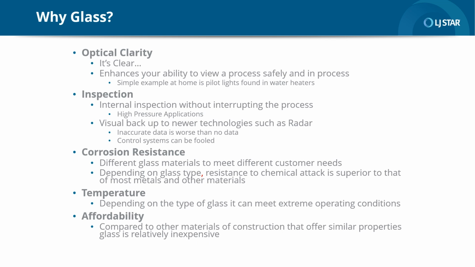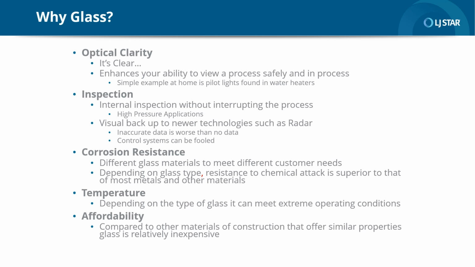With regards to corrosion resistance, we have all kinds of different glass materials that we can use to meet different customer needs, whether that be something that's very caustic, or something that needs to be a little bit more resistant to chemical attack than the materials of the tank, for example. In some cases you'll see glass used in glass-lined tanks just to protect the metal from the corrosive properties, because many of the glass materials are so good at dealing with corrosion.